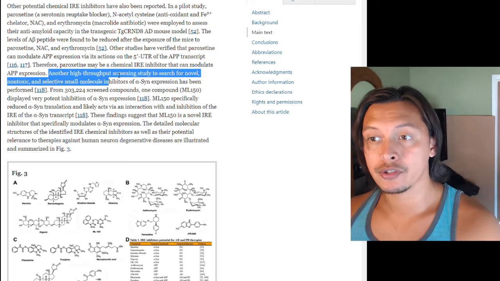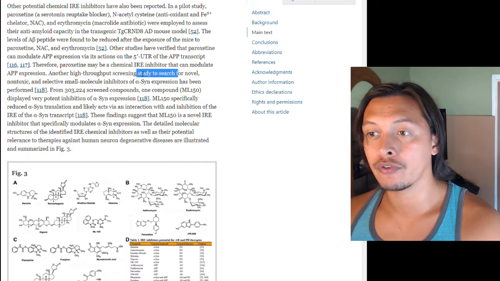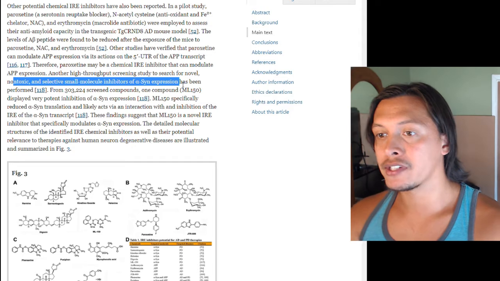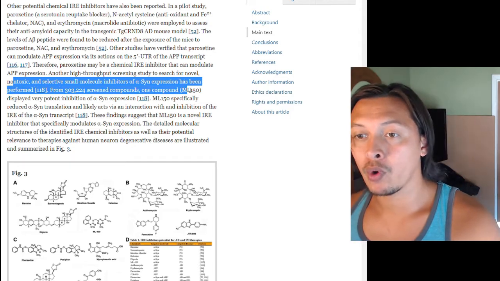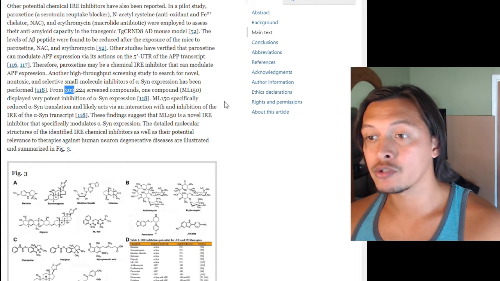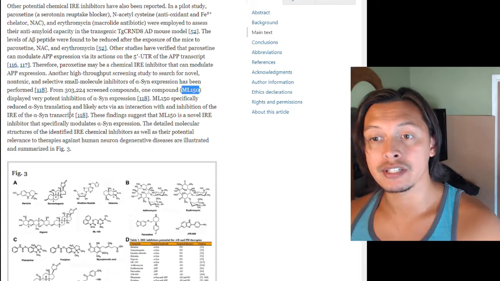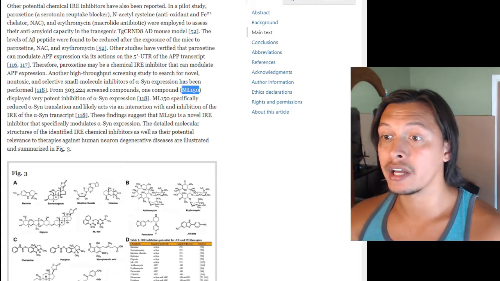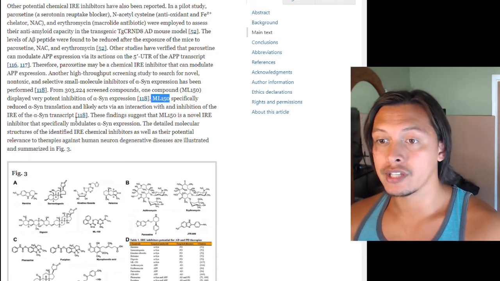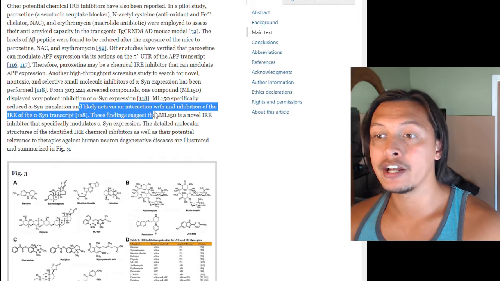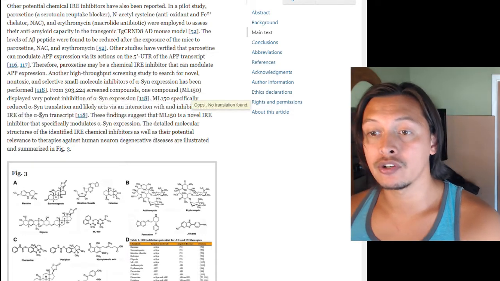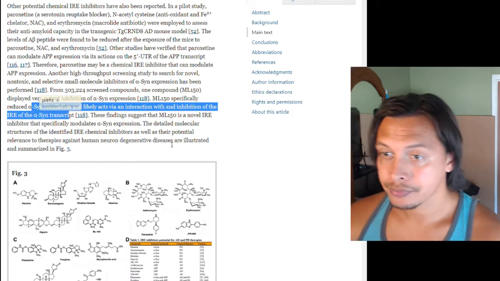Another high-throughput screening study to search for novel, non-toxic, and selective small molecule inhibitors of alpha-synuclein expression has been performed. From 303,000 screened compounds, one compound, ML150, displays very potent inhibition of alpha-synuclein expression. ML150 specifically reduces alpha-synuclein translation and likely acts through an interaction with, and inhibition of, the IRE of the alpha-synuclein transcript.